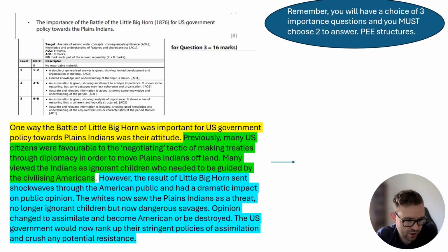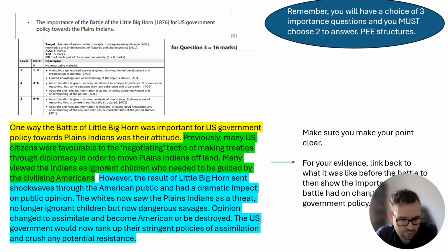So P structure, so you've got one way the Battle Little Bighorn was important to US government policy towards Plains Indians was their attitude. Clear point there. Previously, many US citizens were favorable to the negotiating tactic of making treaties through diplomacy in order to move Plains Indians off land. Many viewed the Indians as ignorant children who needed to be guided by the civilizing Americans. Okay, good. It's giving good information that's going to lead to why this battle has an impact. And that's the importance here.